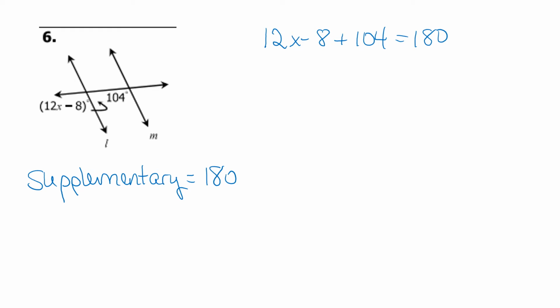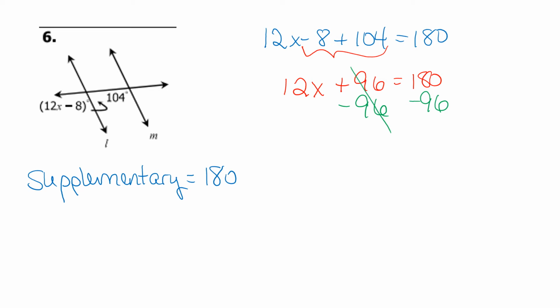At this point, you want to combine your like terms, the negative 8 and the positive 104, and that's going to leave me with the 12x, positive 96, equals 180. To solve your two-step equation, subtract 96 on both sides of the equal sign, and that's going to leave me with 12x equals 84, and your last step is to divide both sides by 12, so x would equal 7.